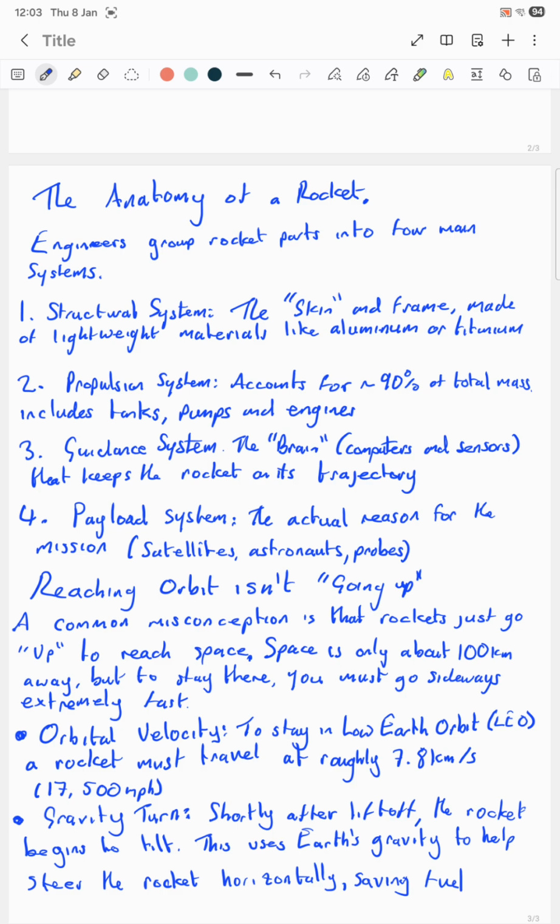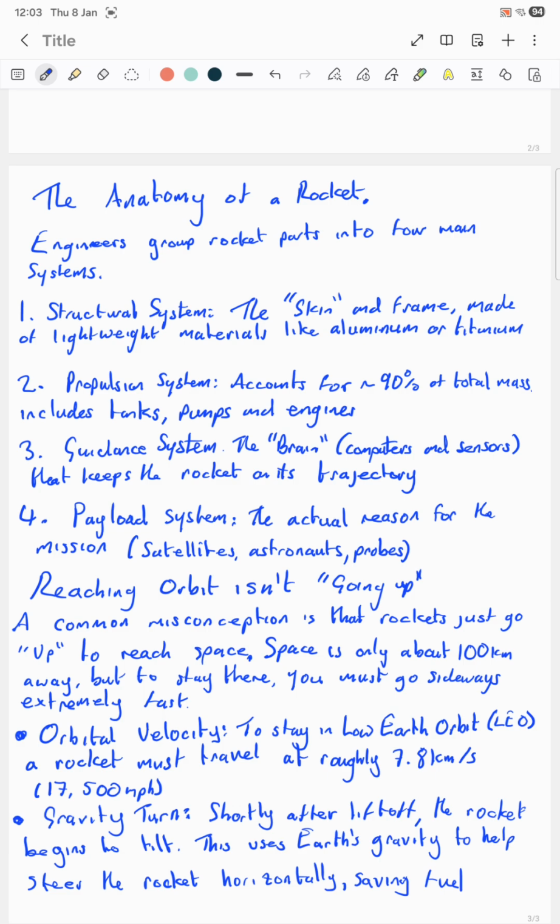Now number three, a guidance system, the brain, the computers and sensors that keep the rocket on its trajectory. Then four, the payload system, the actual reason for the mission: satellites, astronauts, probes, etc.